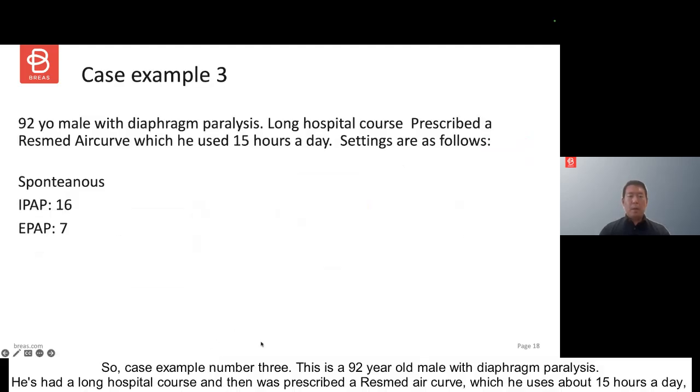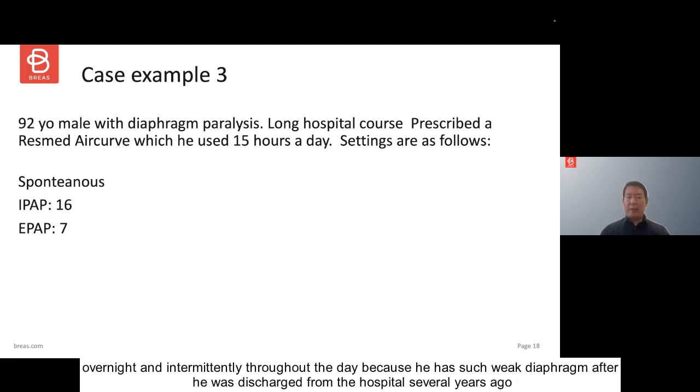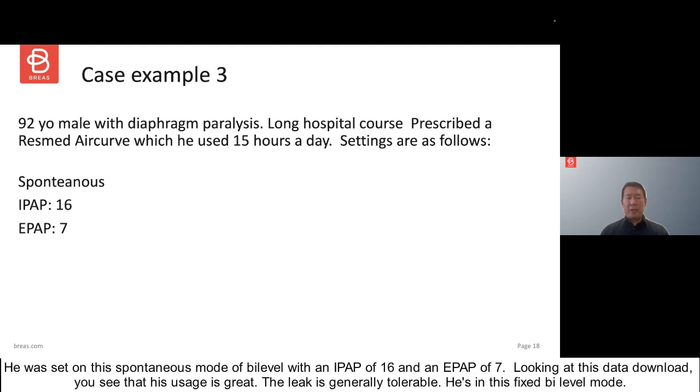So case example number 3. This is a 92-year-old male with diaphragm paralysis. He's had a long hospital course and then was prescribed a ResMed AirCurve, which he uses about 15 hours a day, overnight, and intermittently throughout the day because he has such a weak diaphragm. And after he was discharged from the hospital several years ago, he was set on this spontaneous mode of bilevel with an IPAP of 16 and an EPAP of 7.